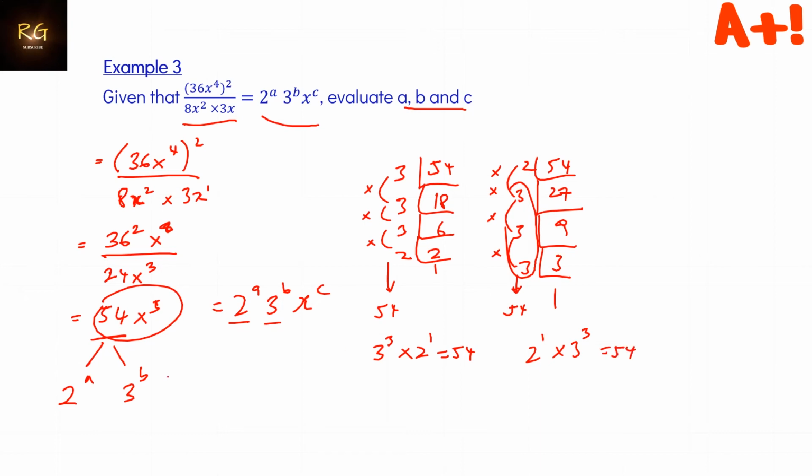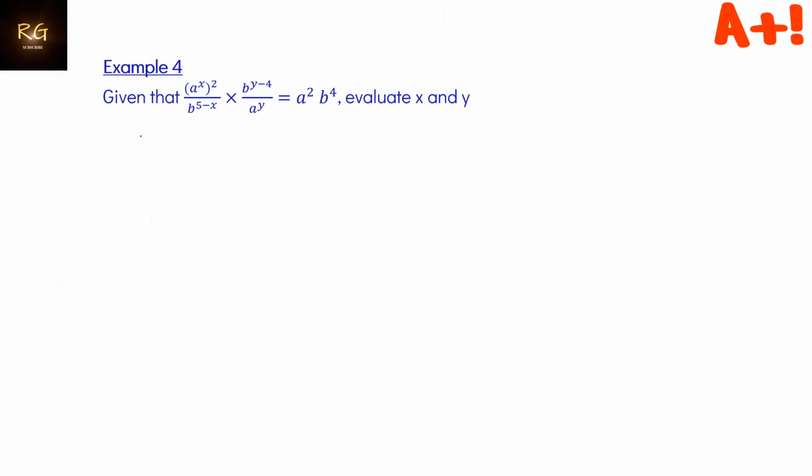So what we can do now, we can plug this value in, 2 to the power of 1, correct? So 2 to the power of 1 times 3 to the power of 3, in which we're going to get 54, correct? And then x to the power of 5. And then when we compare with the right hand side of the equation, which is 2 to the power of a, 3 to the power of b, and x to the power of c, we can evaluate a, b, and c already, whereby a is equal to 1, b is equal to 3, and c is equal to 5. It's pretty straightforward actually.